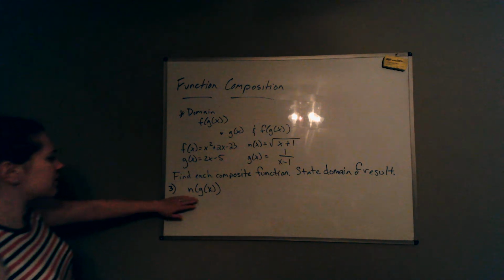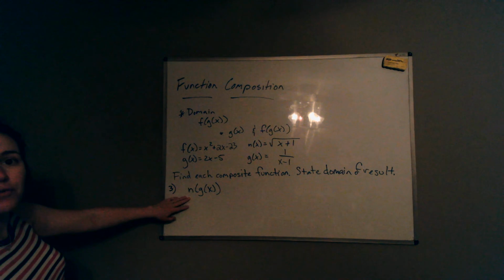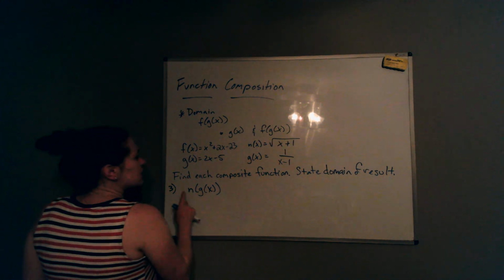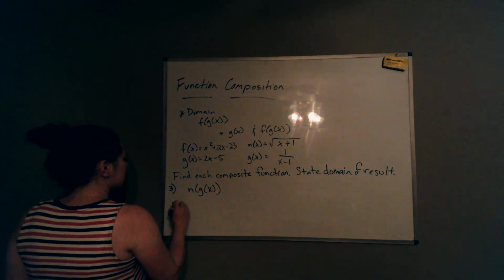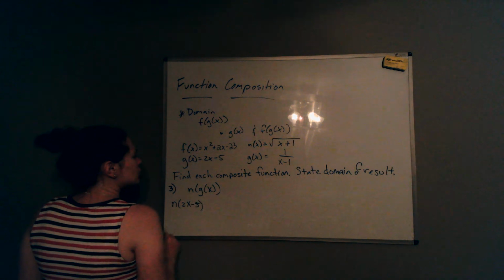okay, so think about this for a second. You might want to pause, think about what you think this might be to do. Try it on your own if you want, and play the video. So this says take g and stick it into n. So everywhere that there's an input in n, we're going to stick in for that input 2x minus 5.